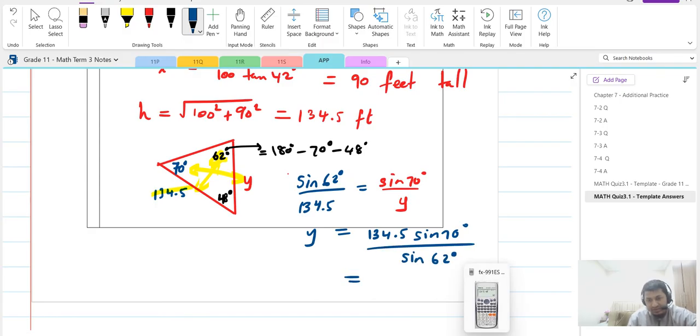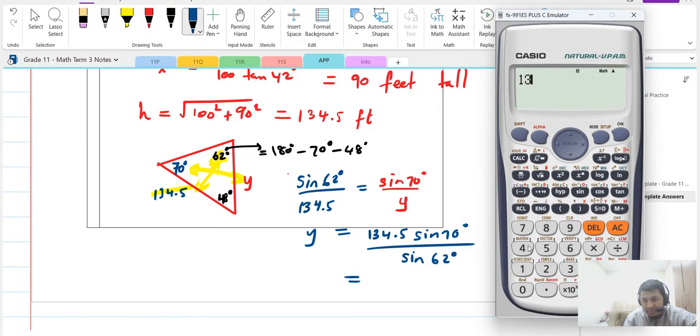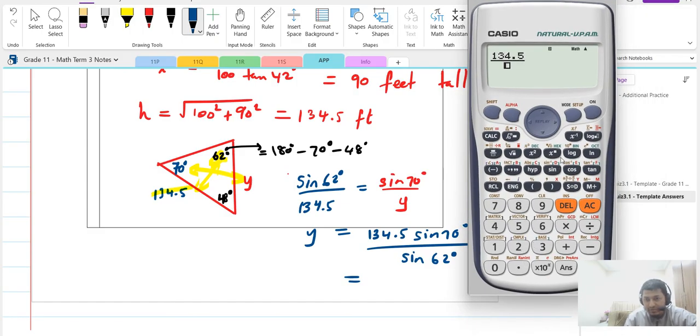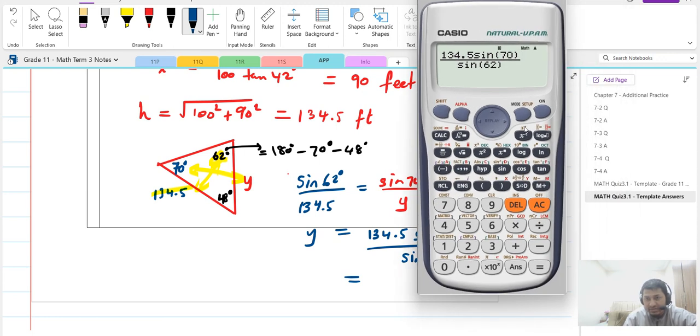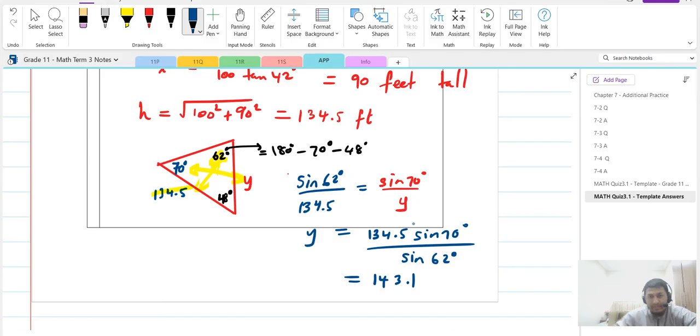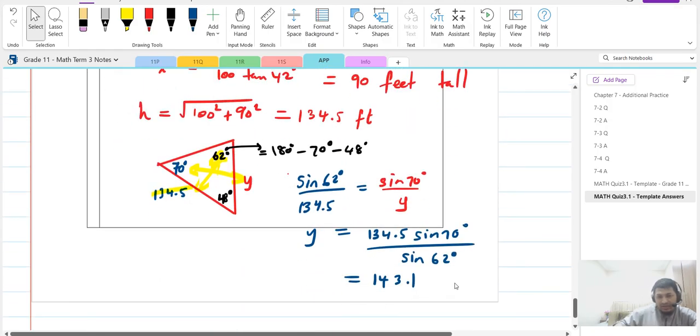And we get an answer from the calculator, 134.5 times sine 70 over sine 62. Don't forget about the sine 70 on top. Right, and I have an answer which equals 143.1. 143.1. And we can see this is a shorter building X and the taller building is Y, so obviously y will be more. Y has to be greater than X.